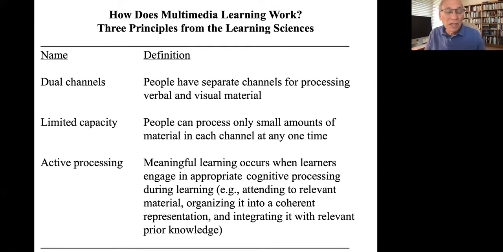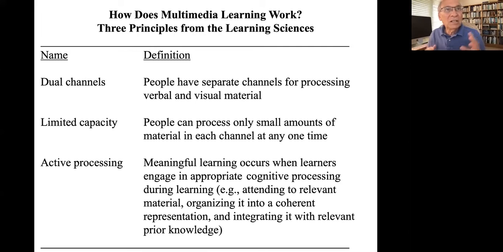So even though we can present a lot on the screen, people can't really attend to it and process it, just a little bit of it. And active processing, this is the idea that deep learning occurs when learners engage in appropriate cognitive processing. And this includes being able to attend to the relevant information, mentally organize it into some kind of coherent structure, and integrate it with their relevant prior knowledge.